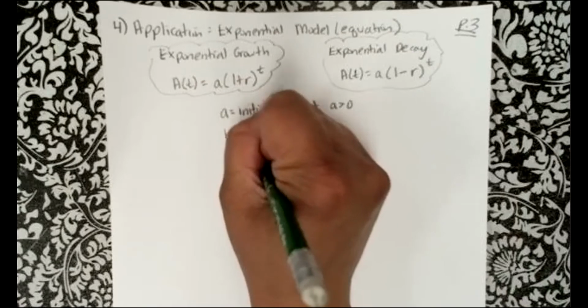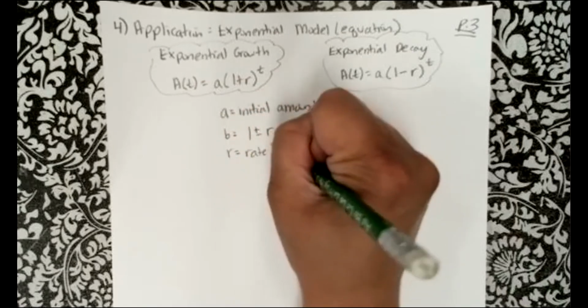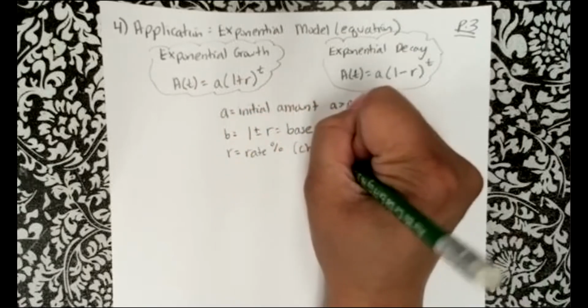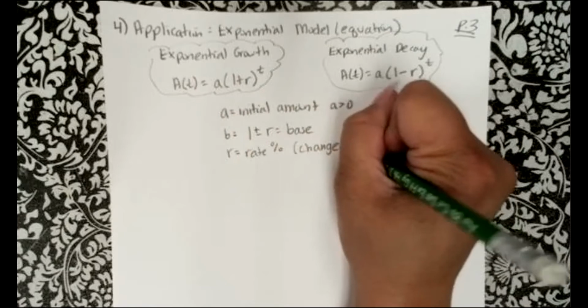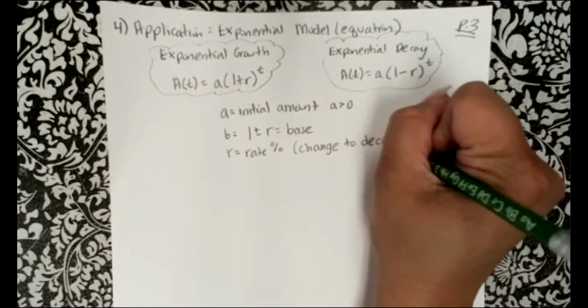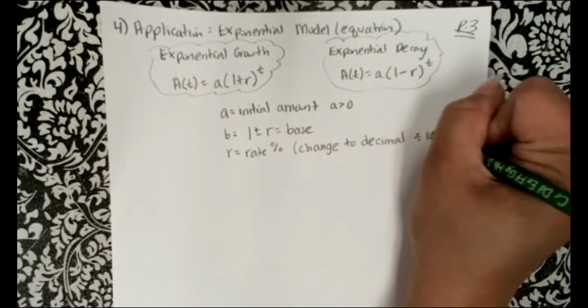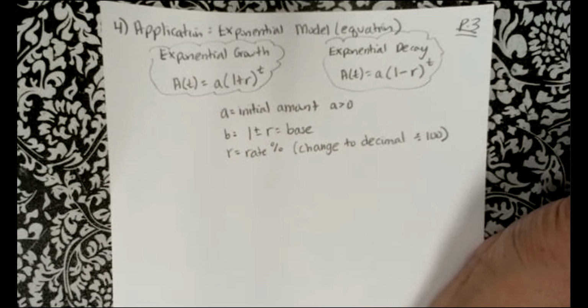R is going to be the rate as a percentage. Now you need to change this to decimal. And to change to decimal, you need to divide by 100%. So basically just divide by 100. So 4% would be 0.04.